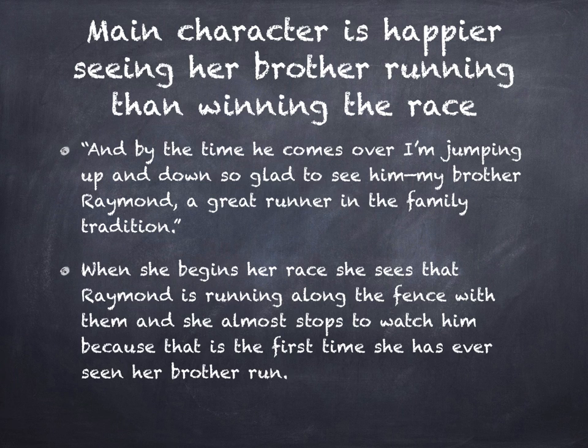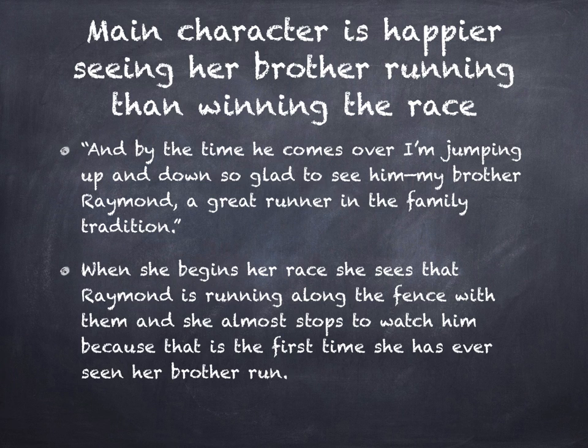The first piece of evidence is a direct quote that comes from the very last paragraph of the story, and it says, "And by the time he comes over, I'm jumping up and down, so glad to see him, my brother Raymond, a great runner in the family tradition." This comes after she's won the race. It's announced that she's won the race, and she is more excited for Raymond to come over because she has just seen him run for the first time than actually winning the race.